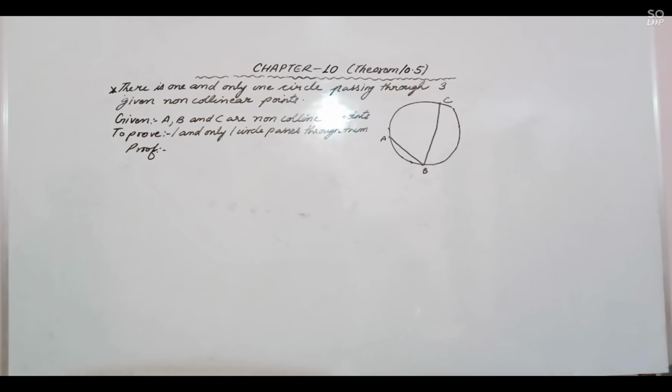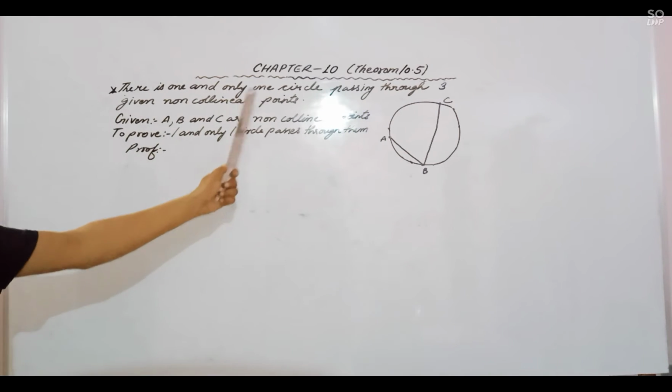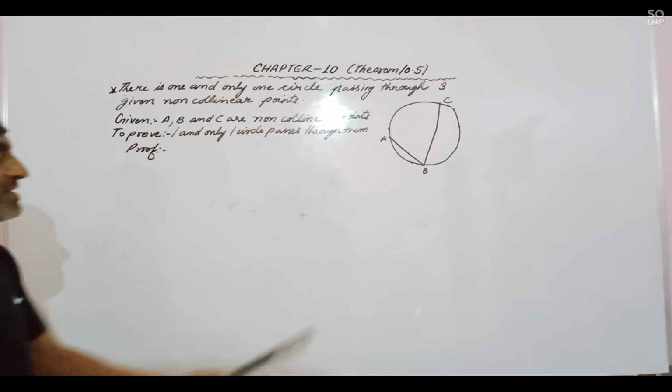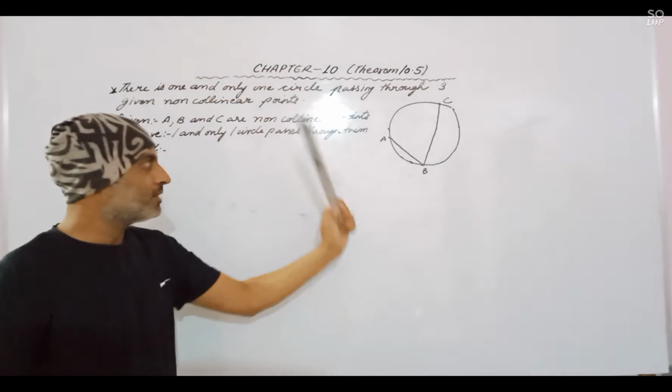Well, now let's move to the next theorem, theorem 10.5. What it says is that there is one and only one circle passing through three given non-collinear points. Non-collinear points means, as you can see here, the points that do not lie in a straight line; they are termed as non-collinear points.